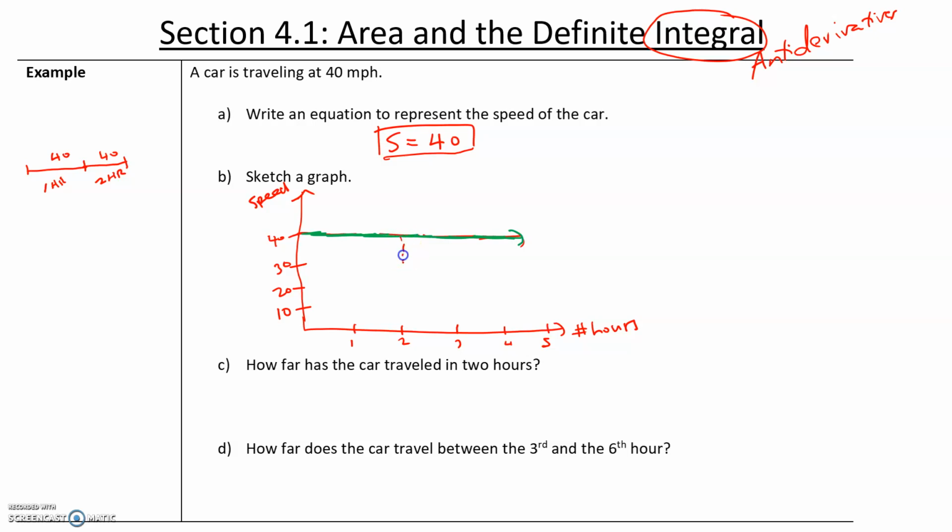So if I make this a rectangle, this is my speed, this is the number of hours traveled. In 1 hour, the car is going 40 miles. So I'm basically multiplying the number of hours times the speed. In 2 hours, it's going 40 plus 40, or a total of 80 miles. So this area here represents the distance that the car has traveled.